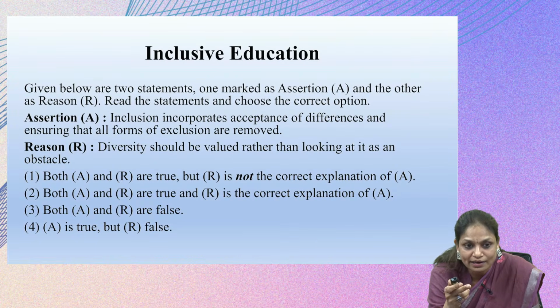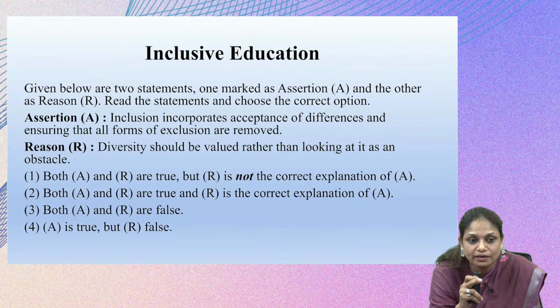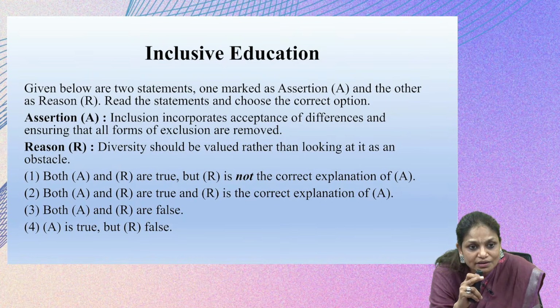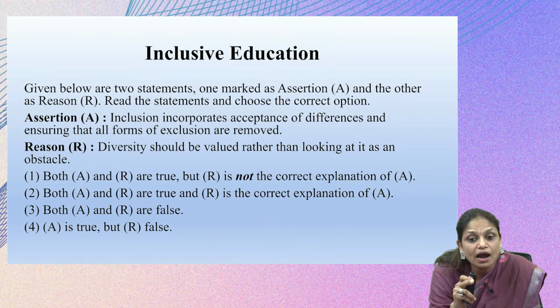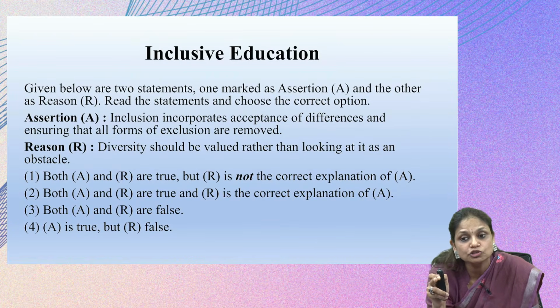We have put a tick mark on it, and we said that this statement is correct. So R may be the reason for A, right? So this option will be removed. Then come to the second one: both A and R are correct or true. That is true, because we have already said that these two statements are true. And R is the correct explanation of A.